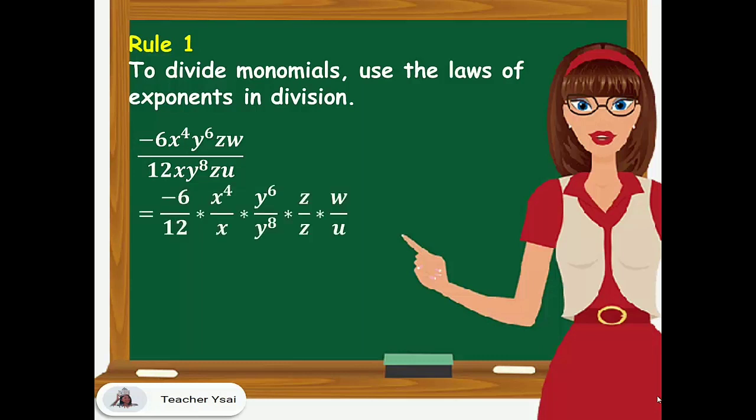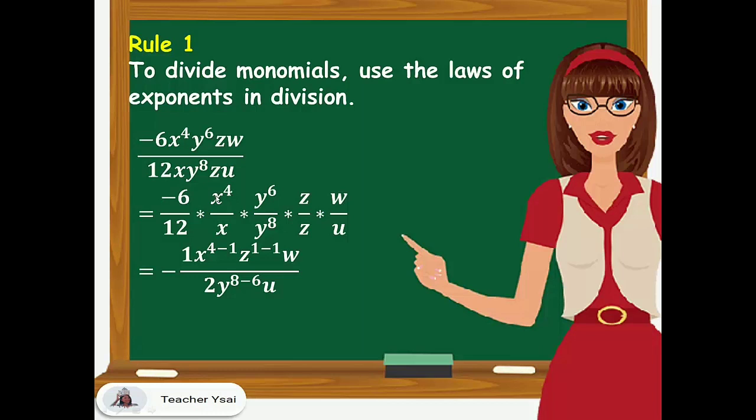First, we will divide the numerical coefficients, negative 6 and 12. So we have negative 6 over 12, and then dividing terms with the same base, we have x to the fourth power divided by x, y to the sixth power divided by y to the eighth power, z divided by z times w divided by u. So negative 6 divided by 12 is negative 1 over 2.